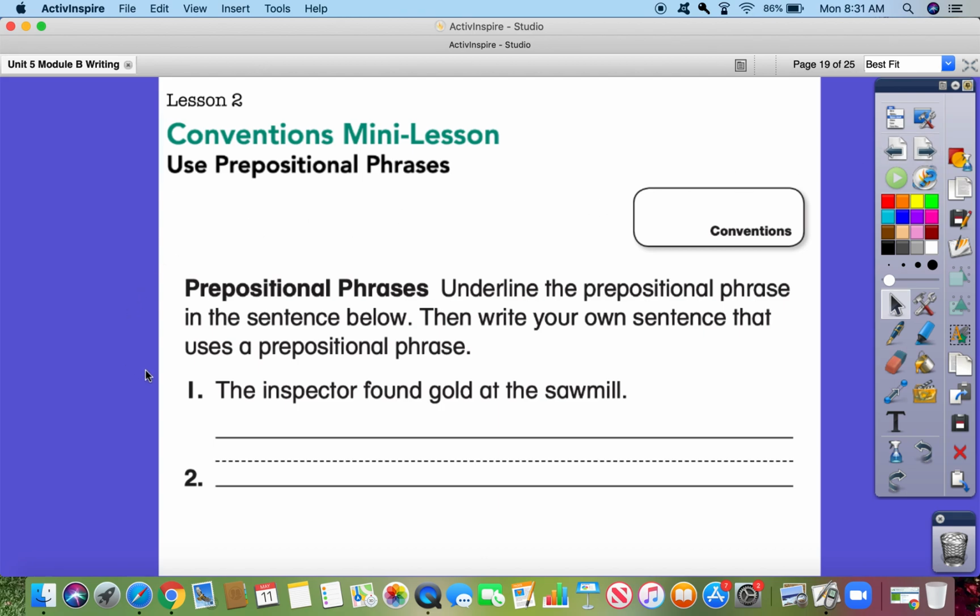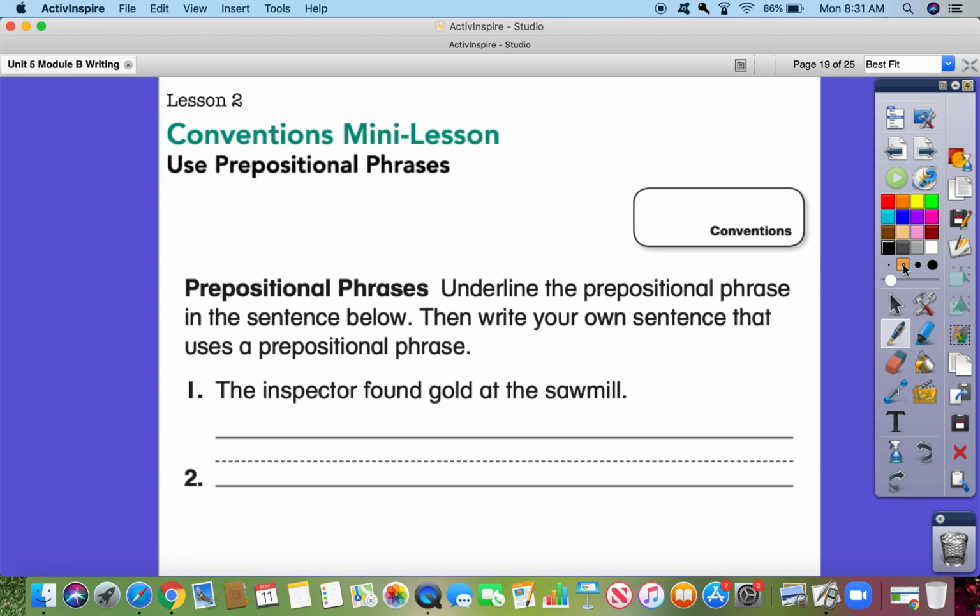So in your online journal, you're going to go to lesson 2, prepositional phrases. Underline the prepositional phrase in the sentence below. So on here, I'm going to underline it, but on your journal, you're going to type it in. Then write your own sentence that uses a prepositional phrase. So number 1, the inspector found gold at the mill. So I'll help you with this one to show you.